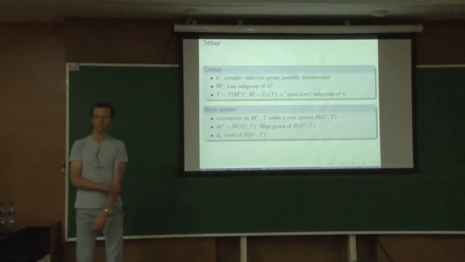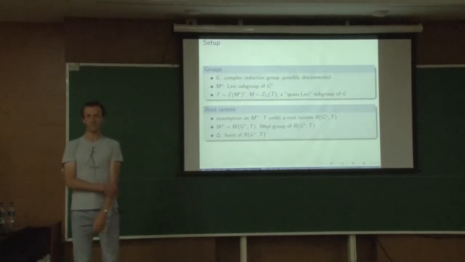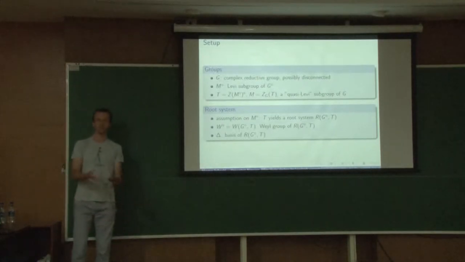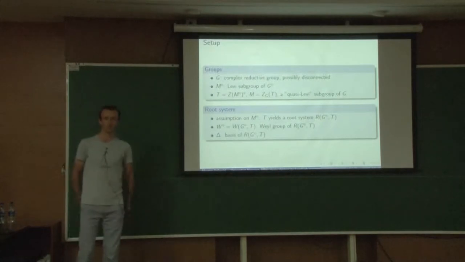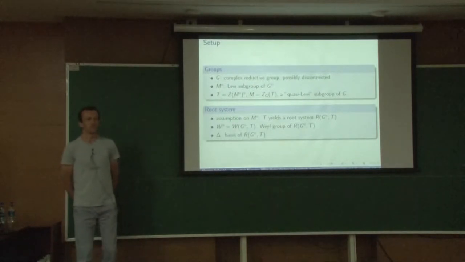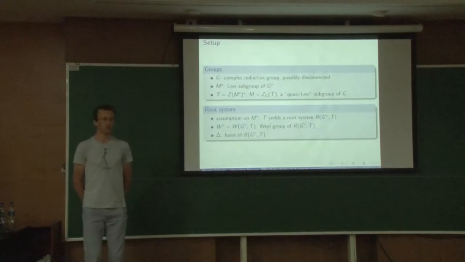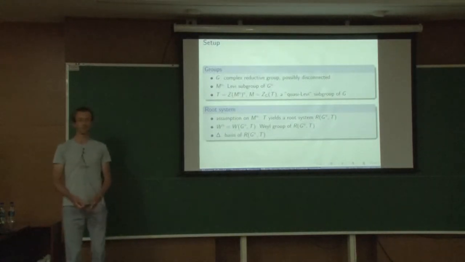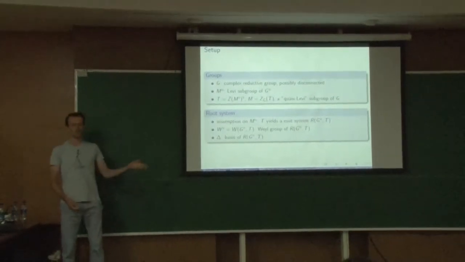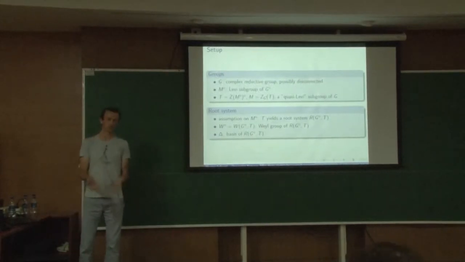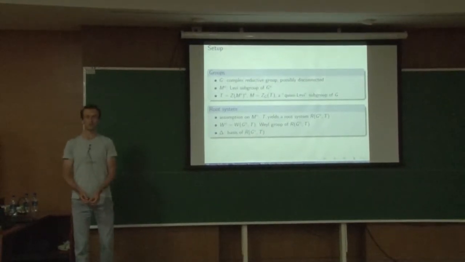I take a reductive group, and for purposes which will become clear later, it is necessary to allow it to be disconnected. And from this I take some torus, it doesn't have to be a maximal torus, and you build from this a Levi subgroup. In the case of a disconnected reductive group, you need to be a bit more specific as to what is a Levi subgroup. The appropriate thing to take is the centralizer of a group which already appears as the center of a connected Levi subgroup.